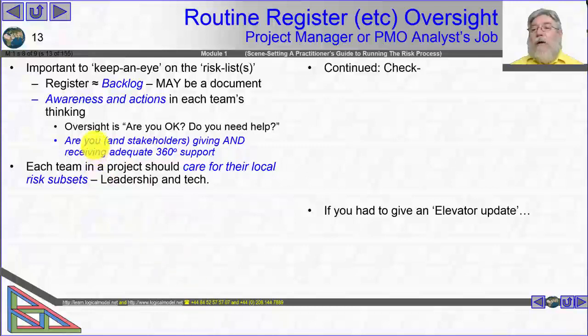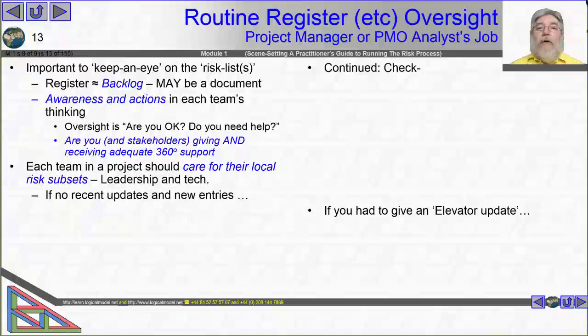So we also need to ask, am I, and all the other stakeholders, giving and receiving appropriate 360-degree support? So routine register oversight, and this goes for every component of the project, is about asking people, do you need my help? Am I giving you the support that you need? And am I getting the support I need? And each hierarchical level of any control structure should be doing that. Each team in the project should be caring for their local subset of risks. So that's the sponsor caring for some risks, and it's the technician or maybe even the T person caring for theirs.